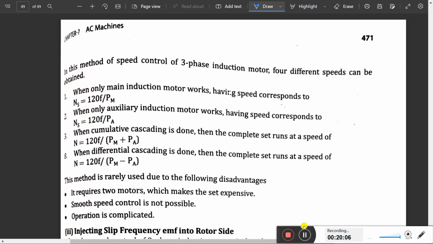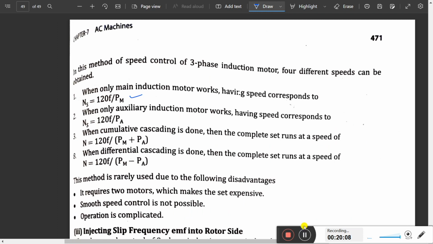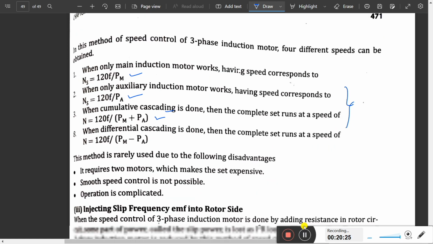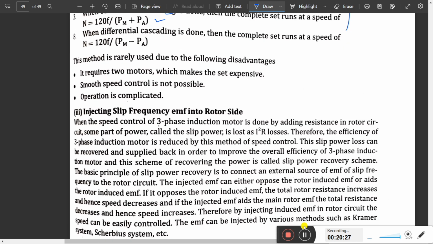From the above connections, we can get the main motor speed with Pm, the auxiliary motor speed with Pa, the cumulative connection Pm plus Pa, and the differential connection Pm minus Pa. We will get these four types of speed connections. The method is rarely used because of the expense. We have to use another motor.